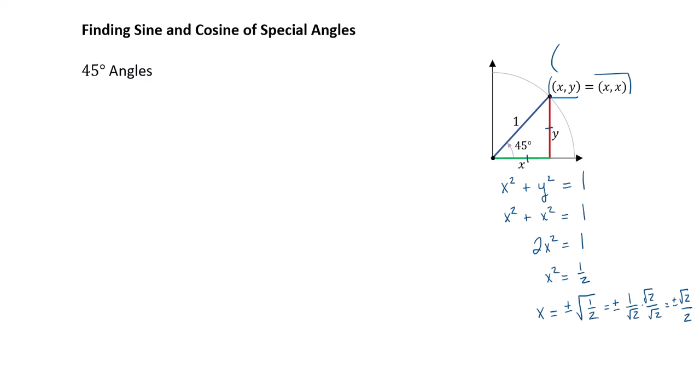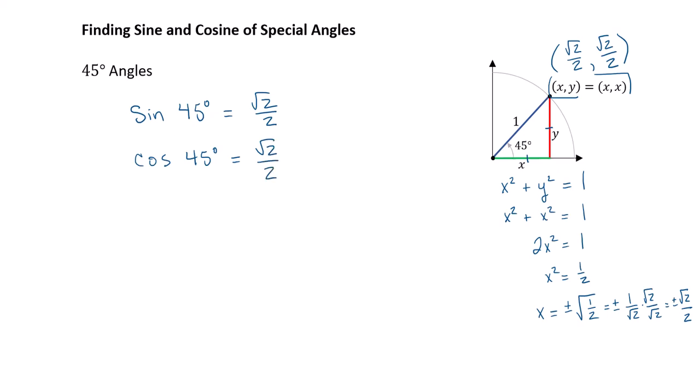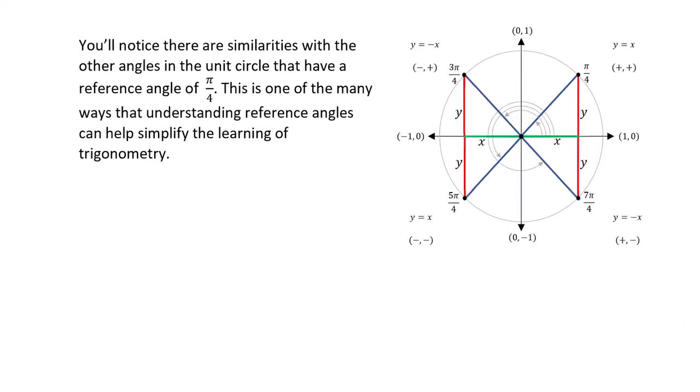Now, I know in the first quadrant here that both x and y are going to be positive. So this xy coordinate is going to have an x of positive square root of 2 over 2. And the y is going to be the same as the x, so it is also square root of 2 over 2. This means that the sine of 45 degrees is equal to the square root of 2 over 2. And the cosine of 45 degrees is also the square root of 2 over 2.